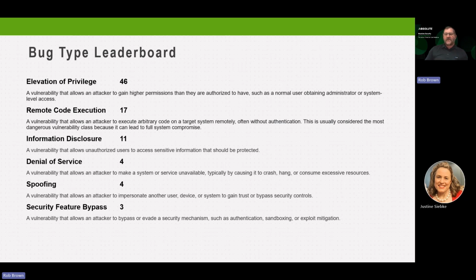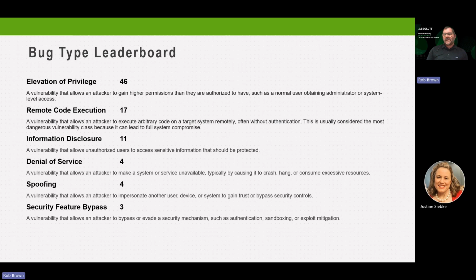We had 11 information disclosures. That's a vulnerability that allows unauthorized users to access sensitive information. And this has been used recently when reading the memory or the CPU memory of a system where perhaps passwords are being passed through. So if you can read those passwords in clear text, you can get both the user account and the password together, and that can be used in an exploit of its own.